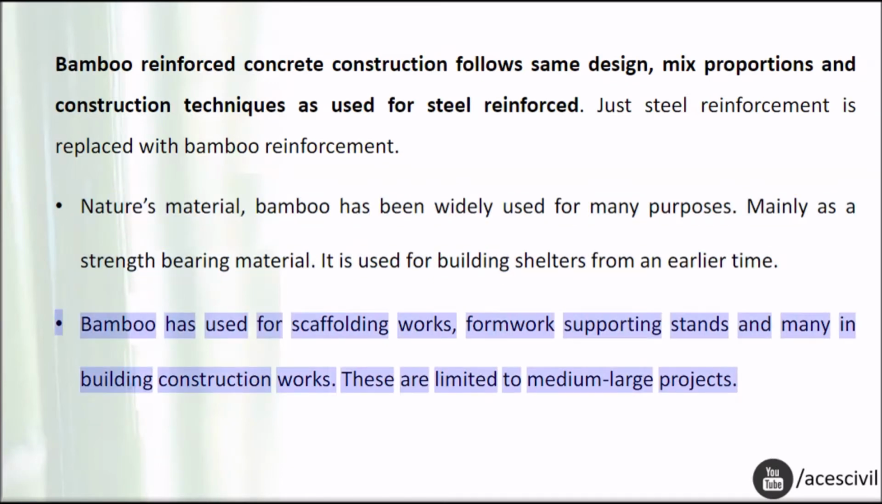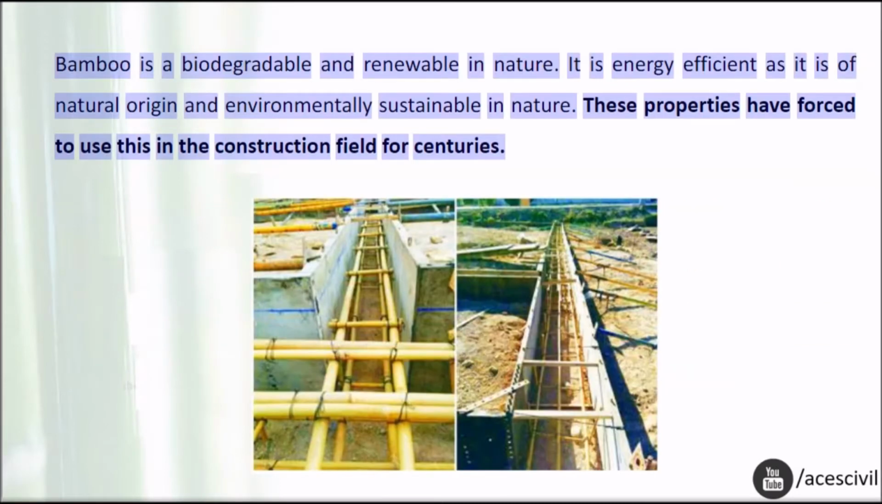Bamboo has been used for scaffolding works, formwork supporting stands and many other building construction works. These are limited to medium-large projects. Bamboo is biodegradable and renewable in nature. It is energy efficient as it is of natural origin and environmentally sustainable. These properties have led to its use in the construction field for centuries.